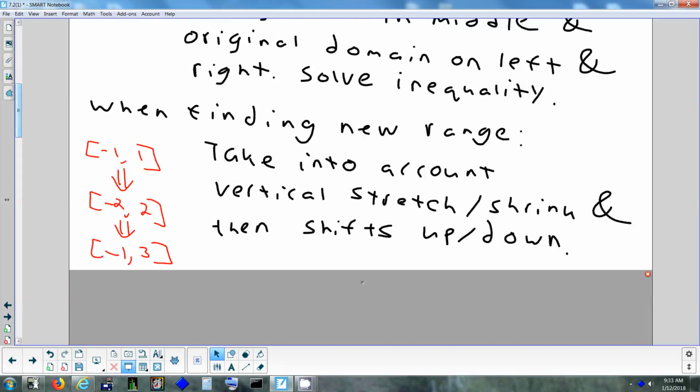So take into account any vertical stretching or shrinking by multiplying each value by whatever you stretched by or shrunk by, and then add or subtract a number to each value in the range. If you shift it up, you're going to add a number. If you shift down, you're going to take away a number. And that's it. That's how you find the domain and range.